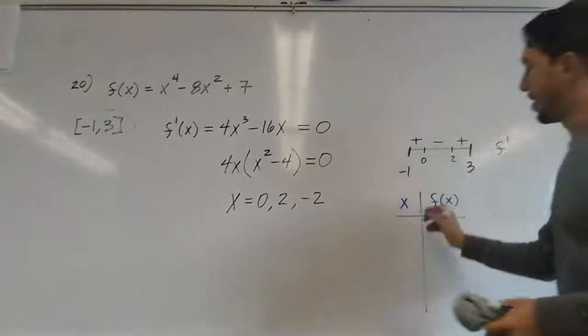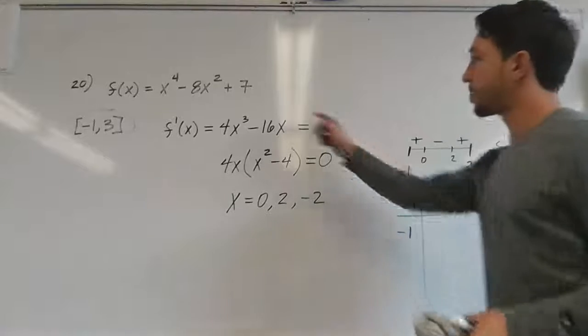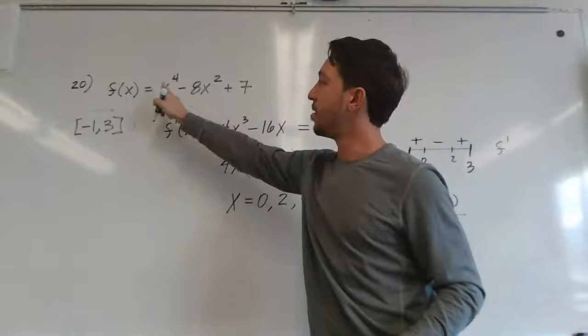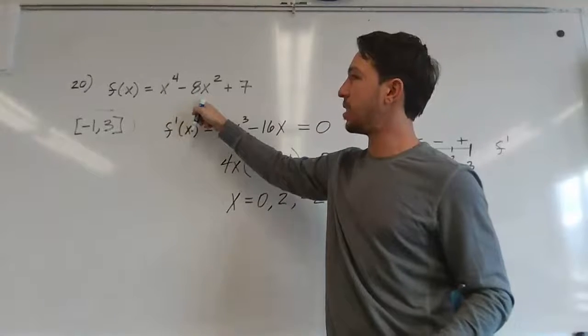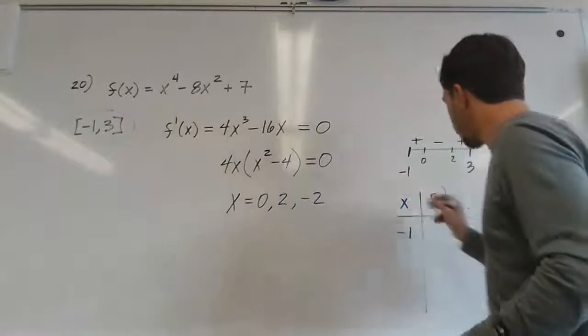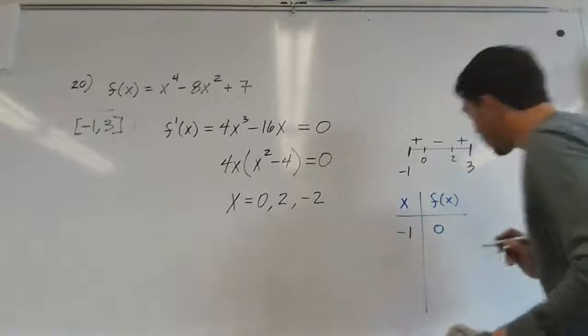Okay, so let's plug in -1. A little bit of mental math here. Plug in -1, you get 1 minus 8, -7, plus 7, 0.